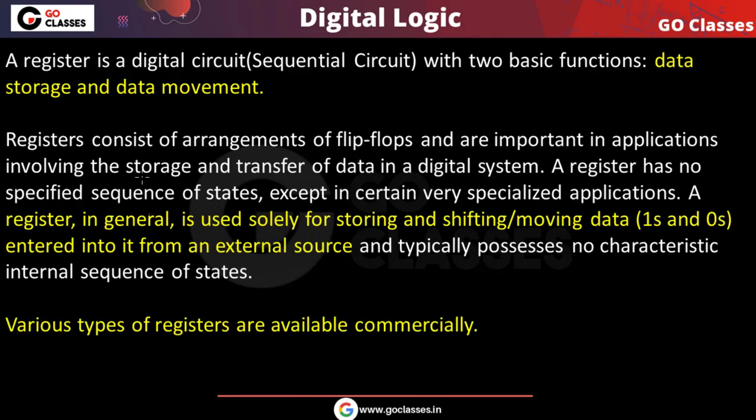Now we have seen one type of register, the parallel in, parallel out register. In a register there are two main applications. Let me tell you, one is data storage. You can store the data. And also there is something called data movement, how the data is moving from one register to another, or within a register. So these are the two main functions of a register we will see.